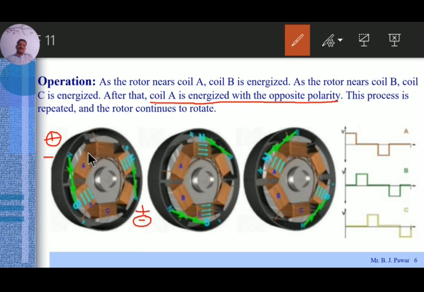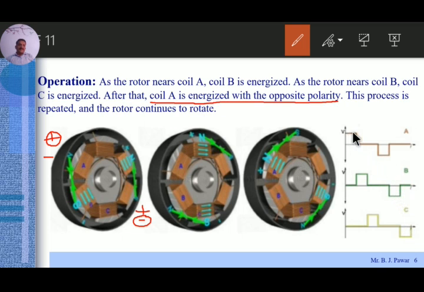Now whenever that phase sequence gets complete, its polarity should get reversed as shown, means positive over here and negative towards its opposite side. So this process gets repeated and the rotor continues to rotate. See here, the rotor is also shown, and it gets rotated whenever we are energizing the coils one by one, for phase A, then B, and then phase C.